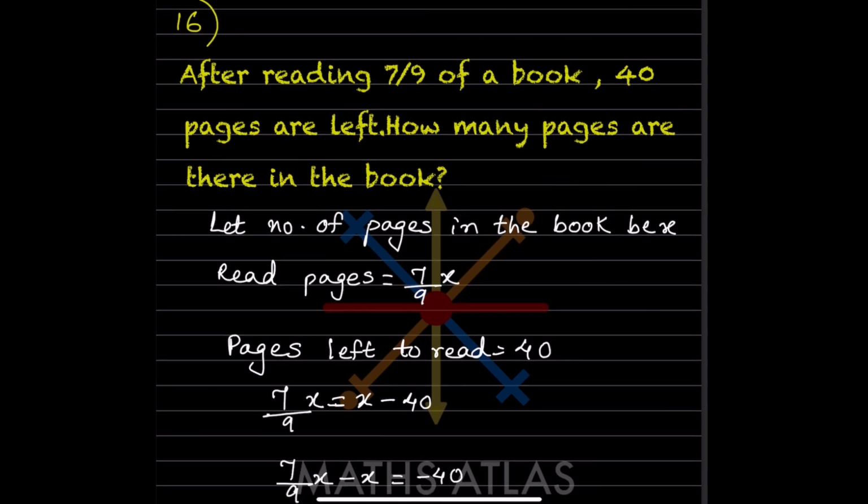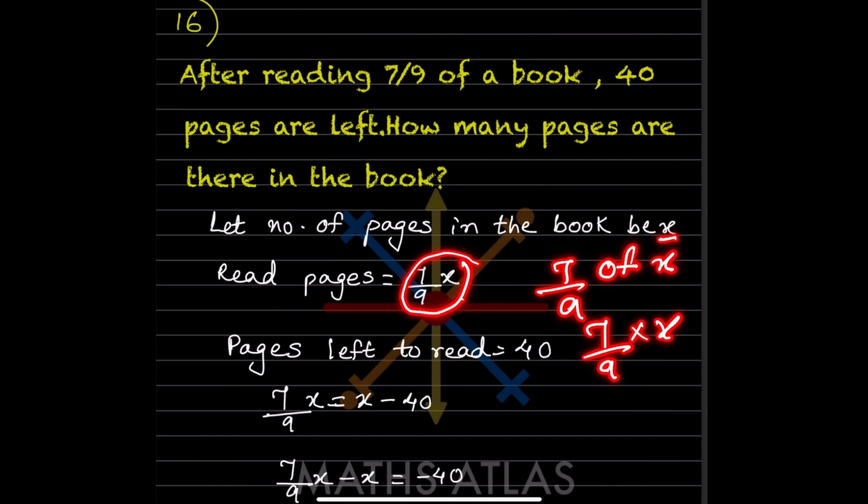Now, after reading 7 by 9 of a book, 40 pages are left. How many pages are there in the book? So now we will consider the number of pages in the book, which we don't know. That is x we'll consider. And the read pages will be 7 by 9 of the book. So again, see here, 7 by 9 of book. We have considered the total pages as x. So 7 by 9 of means multiplication. So we can write here 7 by 9 x.